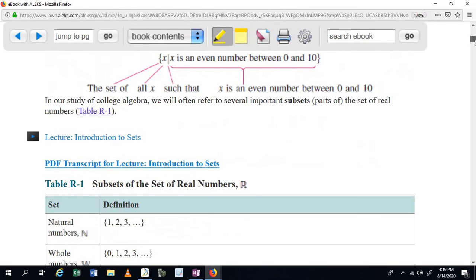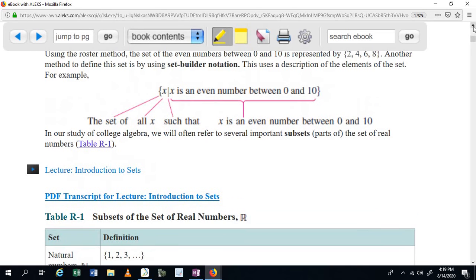Okay, so we also have this idea of what's called a subset. A subset would be parts of a larger set. So for example, you have the set of all numbers. A subset of the set of all numbers would be the set of all even numbers. That's called a subset of the larger set of real numbers. So we do have these things called subsets.